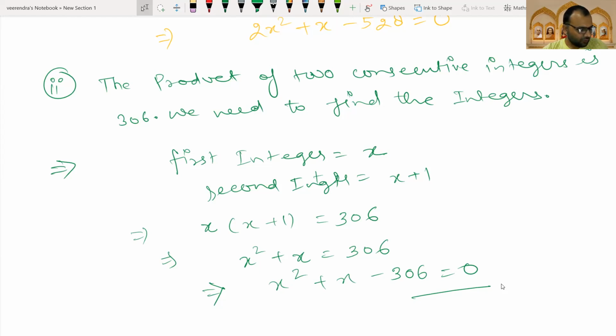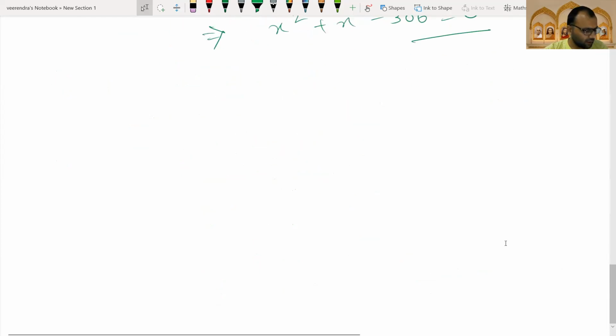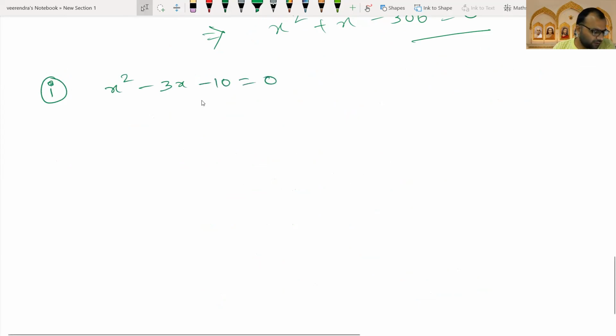Now we will learn how to solve these quadratic equations. First, we will learn how to solve quadratic equations using factorization. The first problem I'm taking here is x square minus 3x minus 10 is equal to 0, and we have to solve this quadratic equation by using factorization.